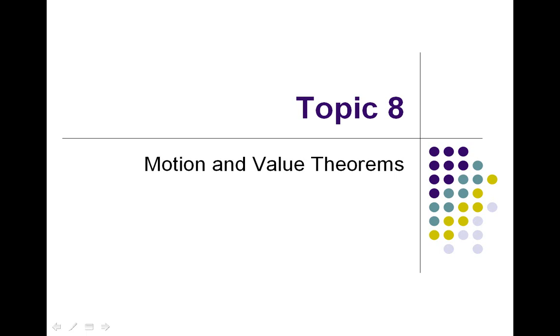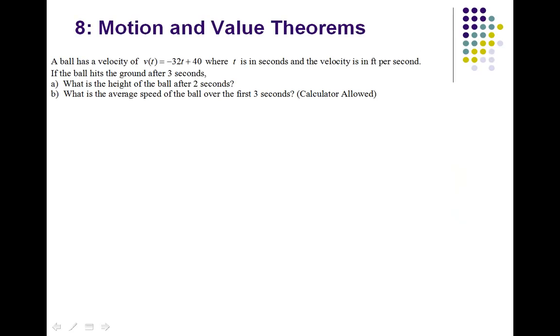Topic 8 is motion and value theorems. We're actually going to look at a couple with this one example. A ball has a velocity of v(t) = -32t + 40, where t is in seconds and the velocity is in feet per second. It's always good to know your units right here. This one's in seconds and that's in feet per second.